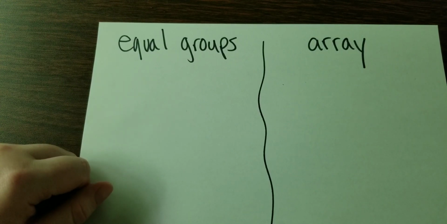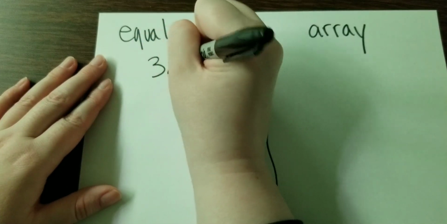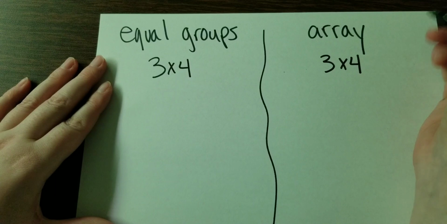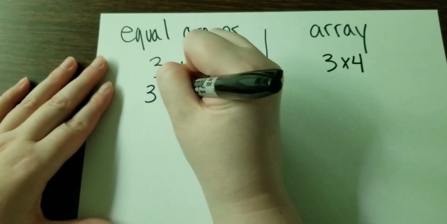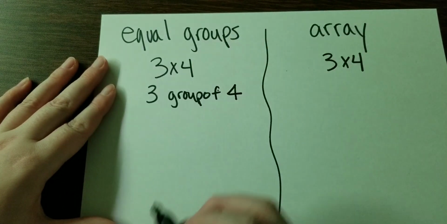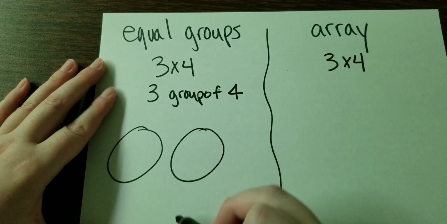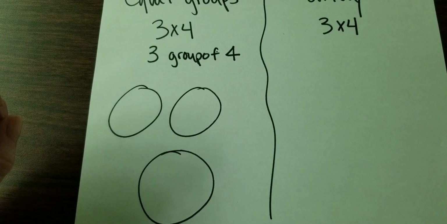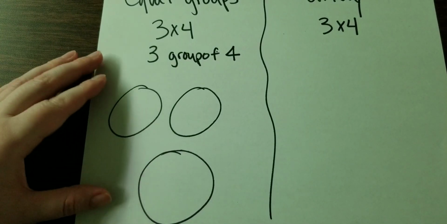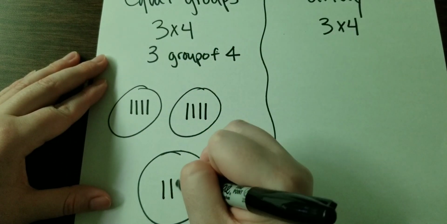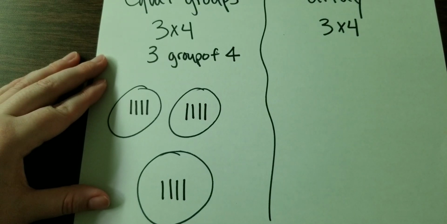Equal groups. When I'm drawing equal groups, I like to draw squares or circles. So this is 3 groups of 4. So 3 groups. I like to draw my groups a little bit bigger. That way I know I have enough room to put my equal groups inside of. 3 groups of 4. That means I'm going to put 4 in each group. Tally marks are a great way to keep your objects organized nice and neatly into your groups.